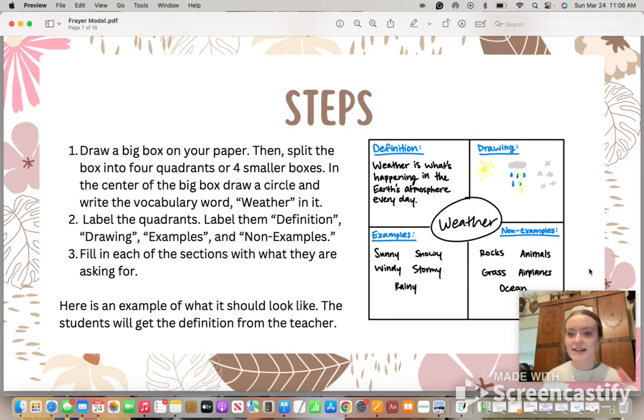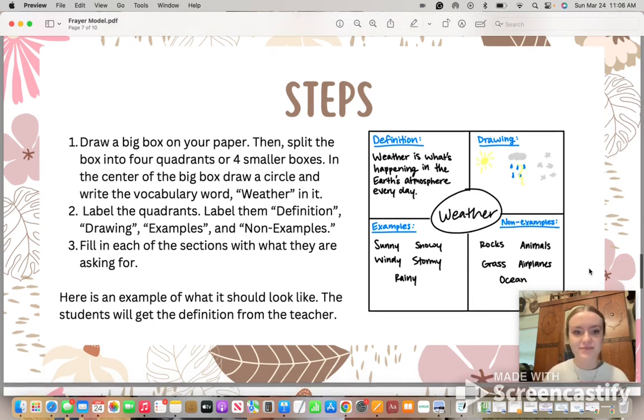Then you write examples and non-examples. For the examples, you put words for both of them. So I did sunny and snowy for examples, and non-examples are rocks, animals, grass.